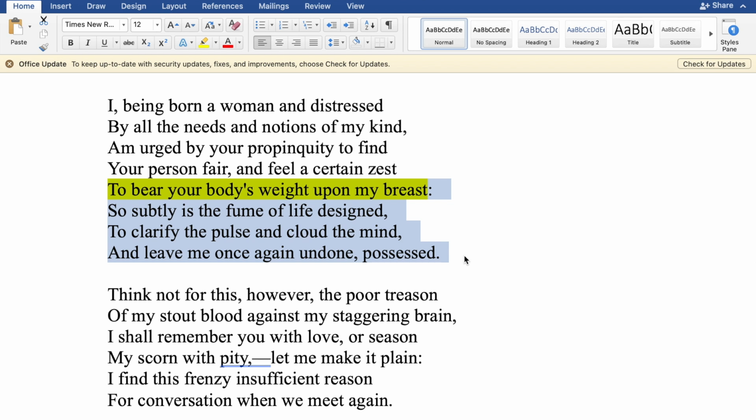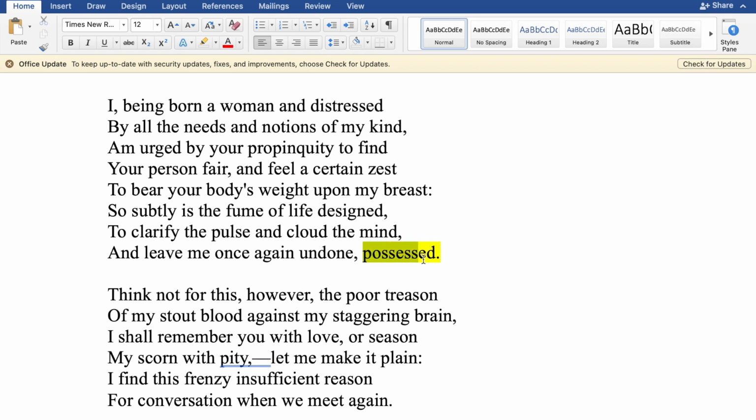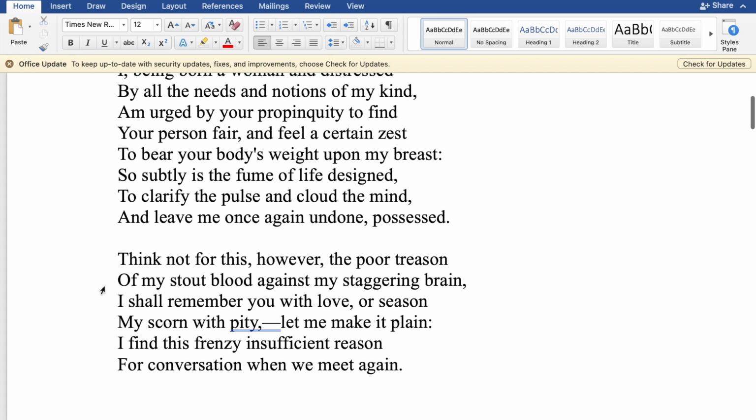I am utterly possessed. Really, I suppose we could just take that first word of this first 8-line block and the last word, I, and possessed. I am possessed. That's essentially what she's saying here. When you show up, I am possessed. I am lusting.